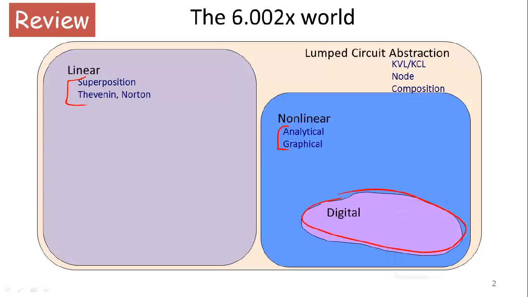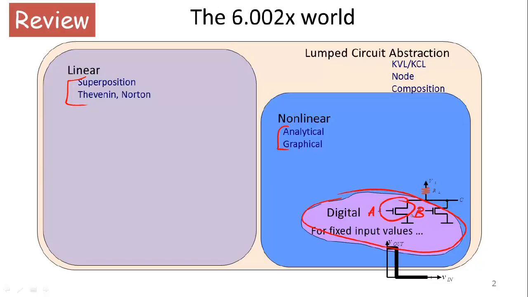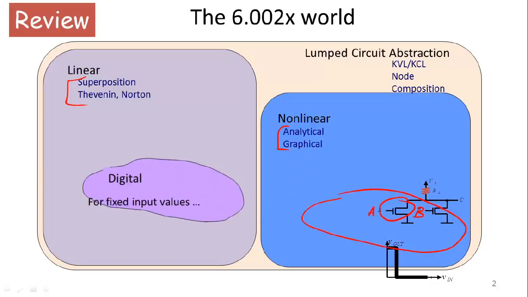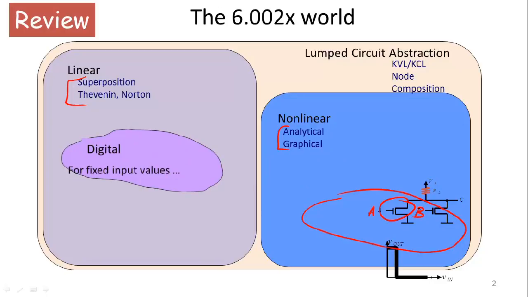Now, digital circuits are inherently nonlinear. We have a switch as an example here. This is a switch. It's implemented using a MOSFET, and these are nonlinear devices. When I have circuits like this, one of the things that is interesting is that for fixed input values, so in this case, I have an input A and an input B, if I fix the values of A and B, then something very interesting happens. Digital circuits begin to look like linear circuits.